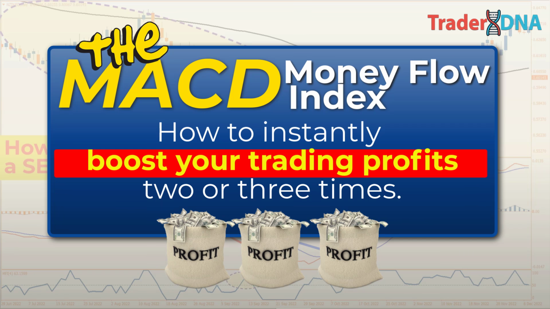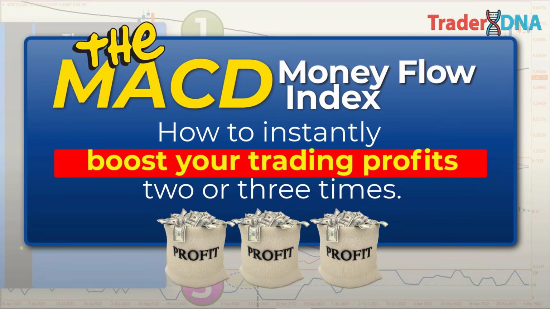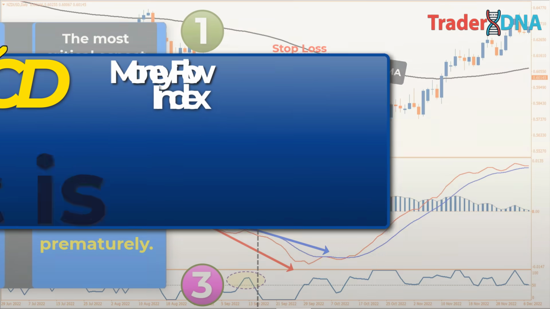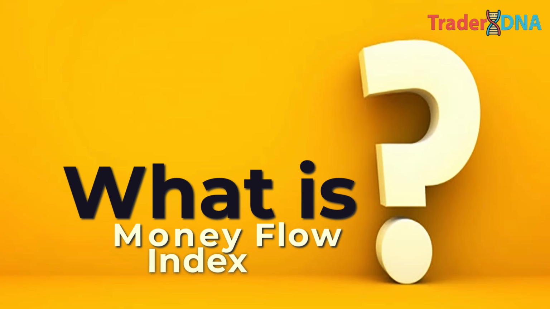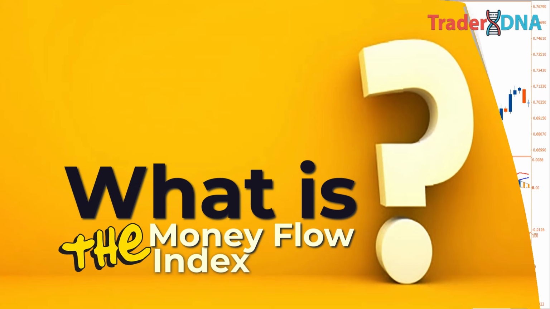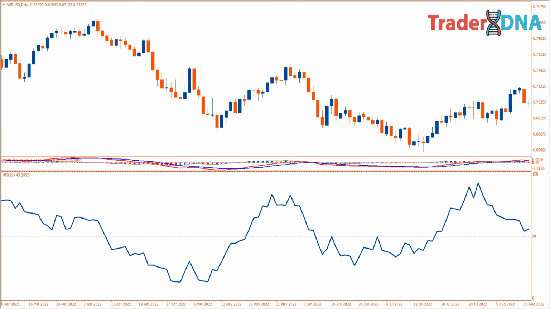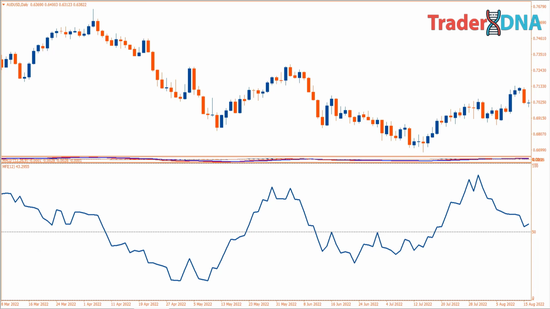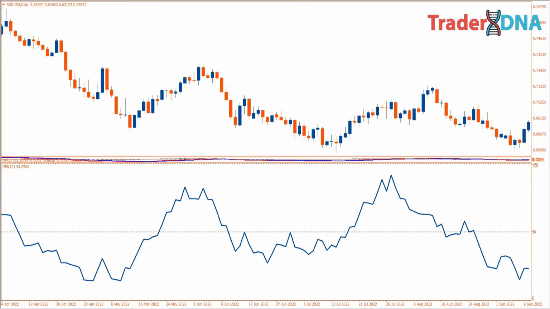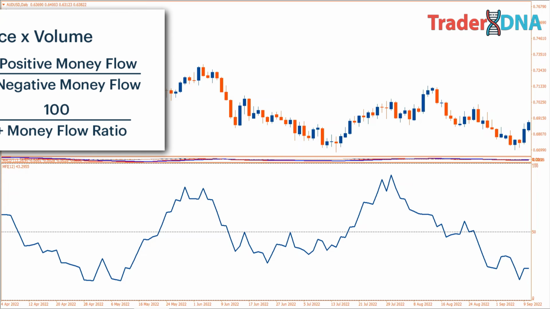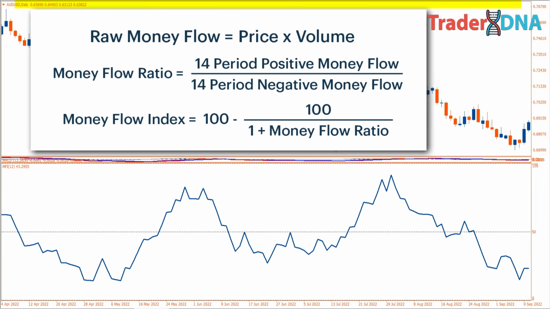As the name of this strategy suggests, the MACD Money Flow Index strategy, let's begin our discussion with the Money Flow Index or MFI indicator. So, what exactly is the Money Flow Index? The Money Flow Index, or MFI, is an oscillator that utilizes price and volume to gauge buying and selling pressure in financial instruments. This Money Flow Index indicator combines momentum and volume by employing the RSI formula.